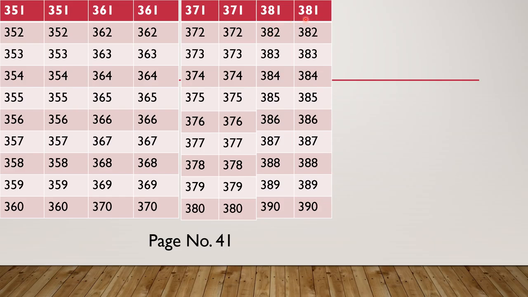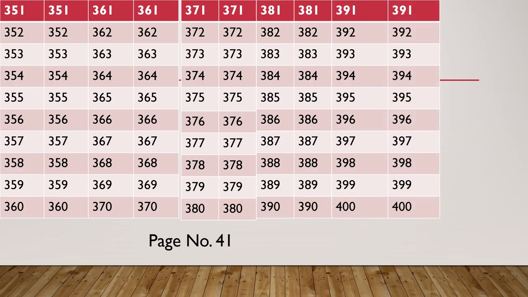381, 381, 382, 382, 383, 383, 384, 384, 385, 385, 386, 386, 387, 387, 388, 388, 389, 389, 390, 390. Next row is 391, 391, 392, 392, 393, 393.